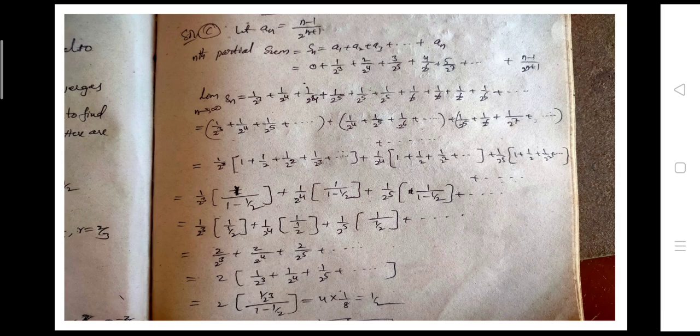plus 1 by 2 power 5 and so on, and we got 2 into, and this is also a geometric series, and first term is 1 by 2 cube and common ratio is 1 by 2. So find the sum to infinity of infinite terms of GP, that is equal to 2 into 1 by 2 cube by 1 minus 1 by 2, that is equal to 4 into 1 by 8, that is also equal to 1 by 2.